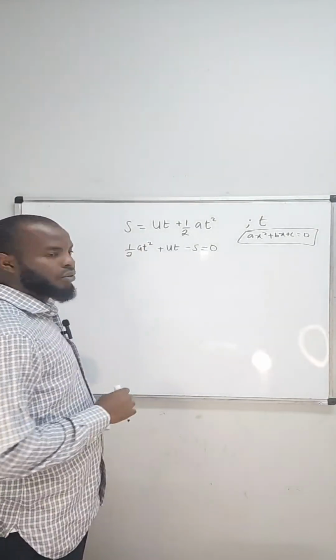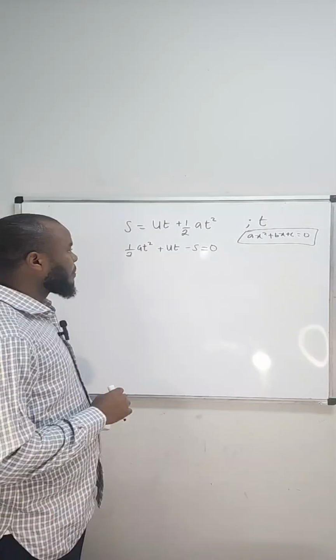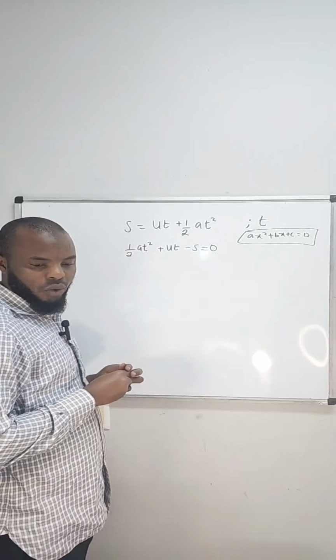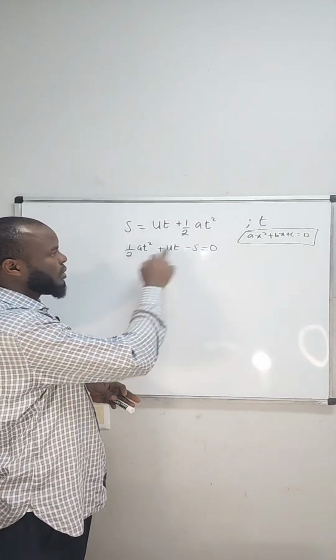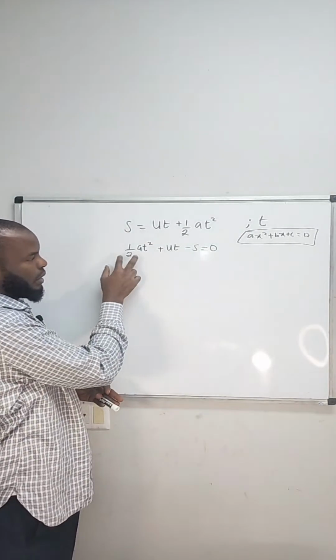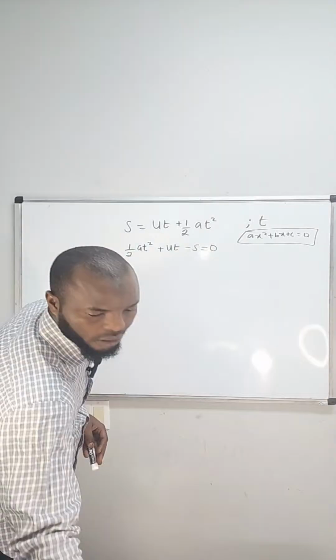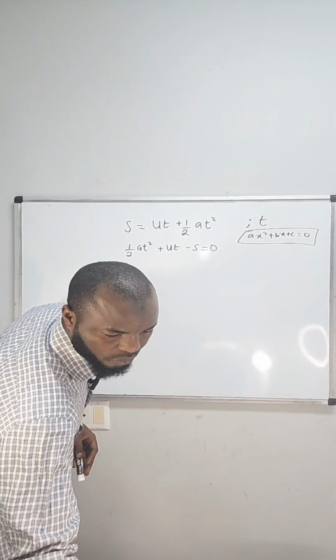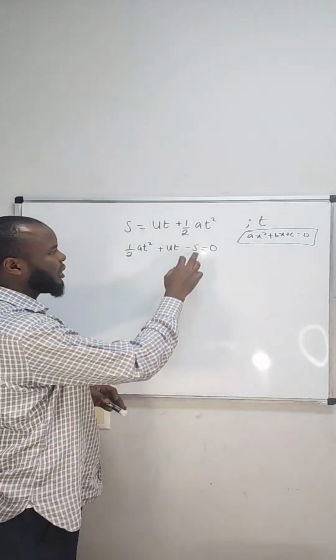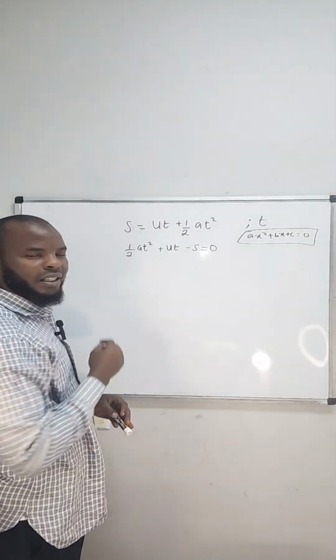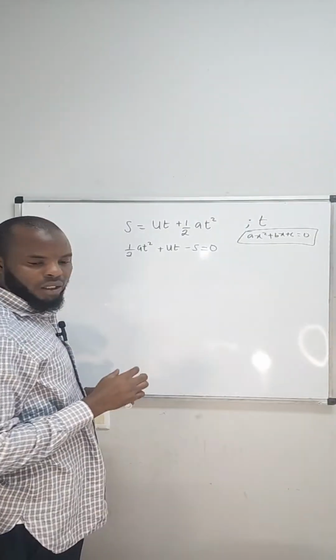So this is the general form of a quadratic equation. And look at this. The coefficient of x squared is this. The coefficient of x is this, and this is going to be the constant. So this makes a lot of sense.